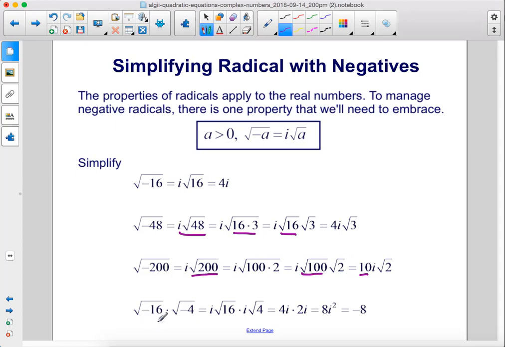Finally, we have the square root of negative 16 times the square root of negative 4. So in both of these situations, we take the i out front and get rid of the negative sign. This becomes 4 because that's the square root of 16, so 4i times 2i, since the square root of 4 is 2. Then multiply 4 and 2 together, and the i's together: 8 times i squared. As we've previously learned, i squared is negative 1, so we end up with negative 8.